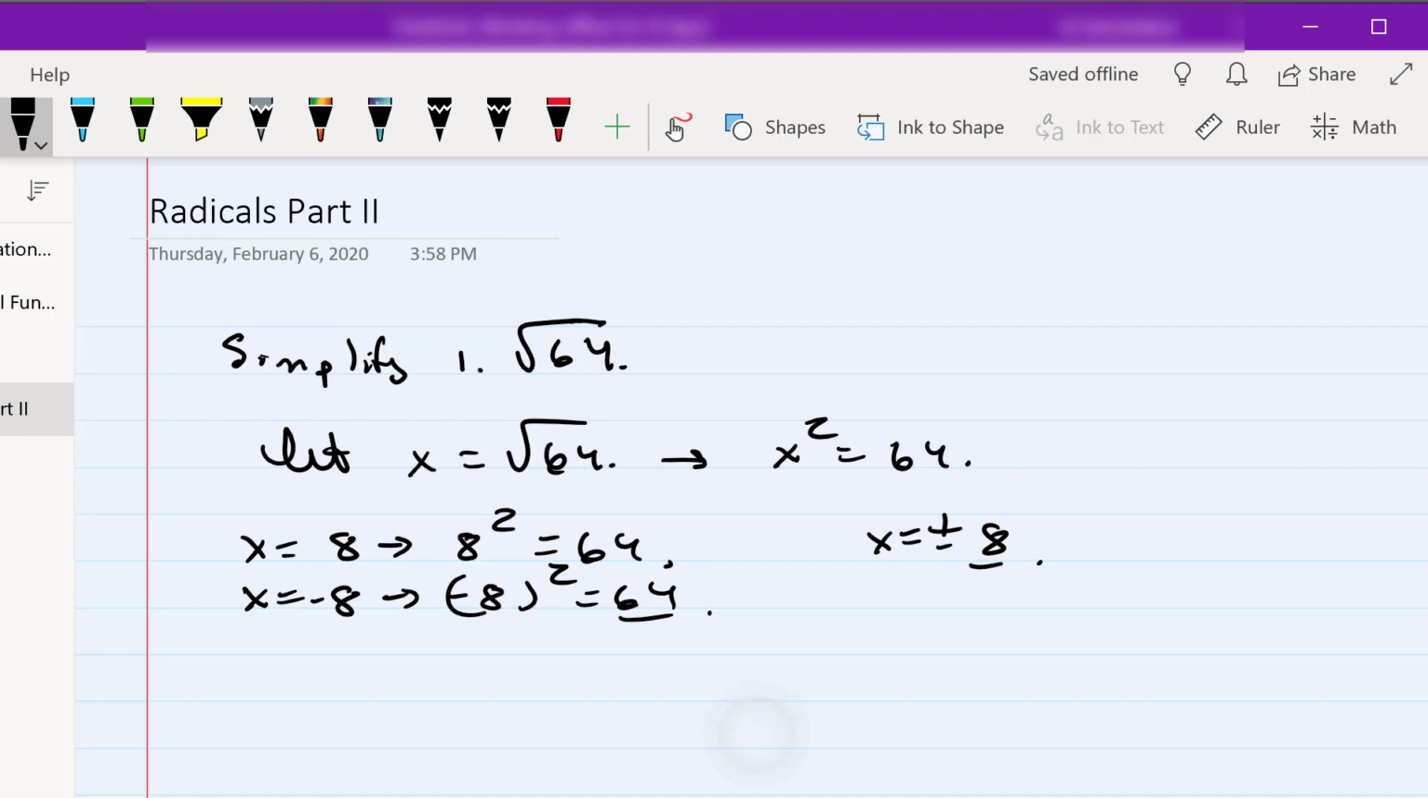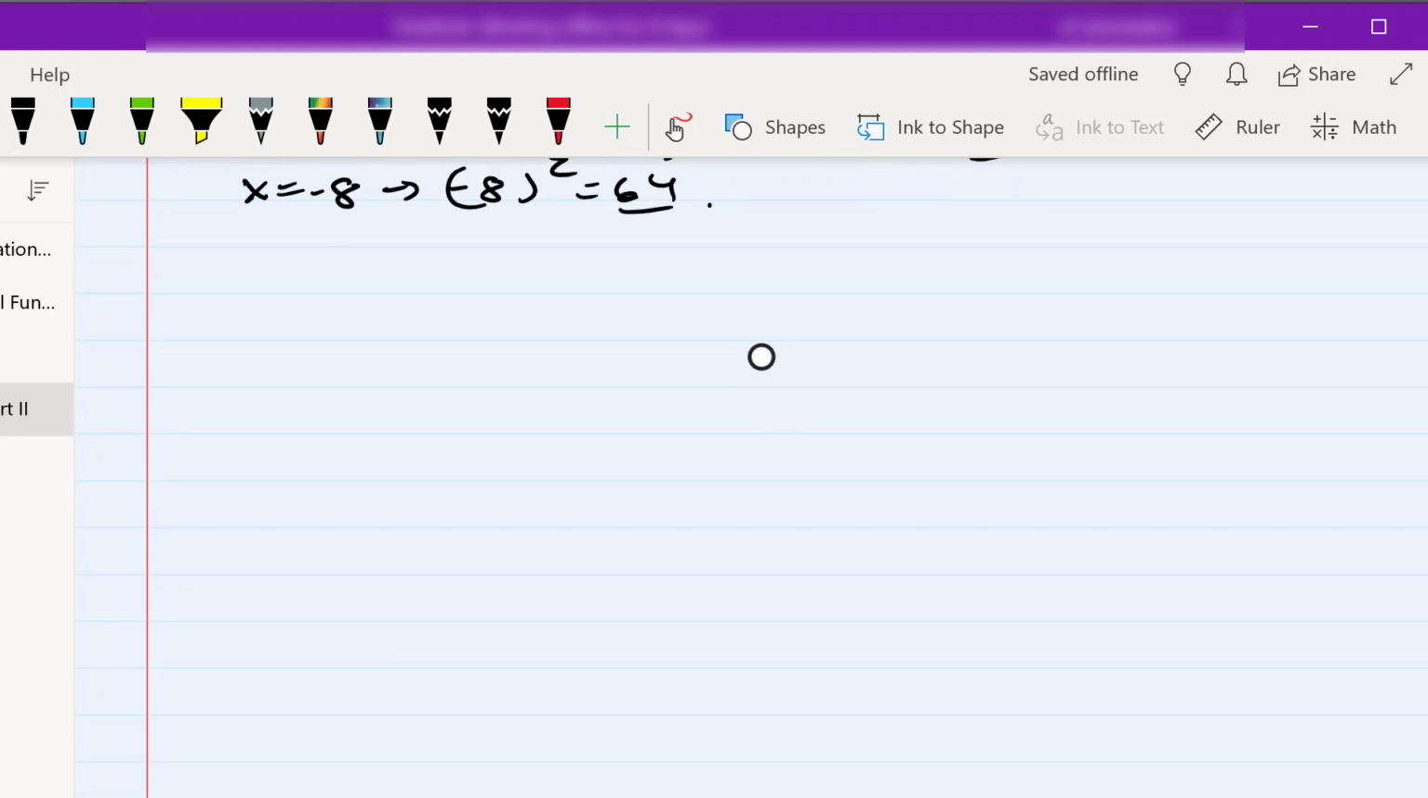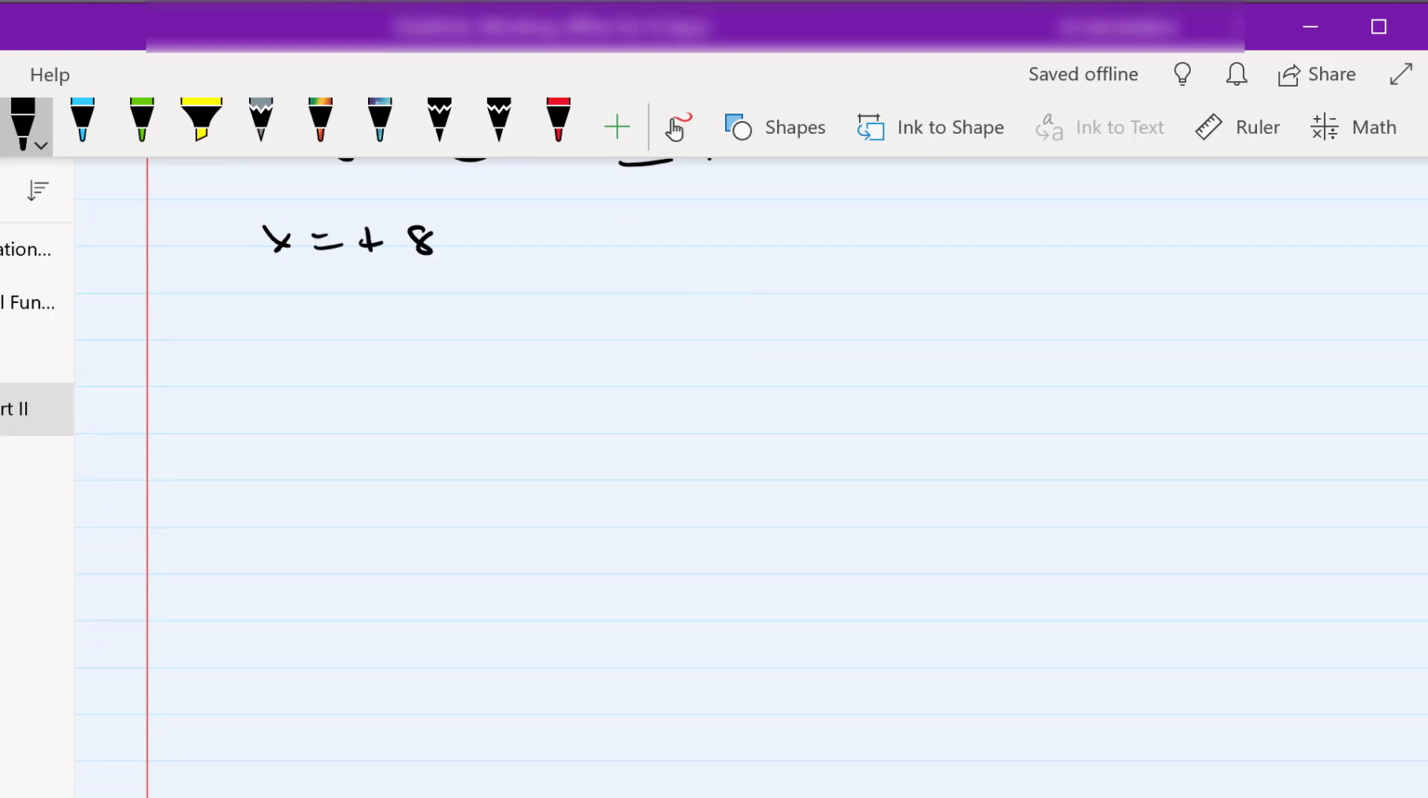However, in most cases, we are just looking for the positive solution, or x equals plus 8, and this is known as the principal root.